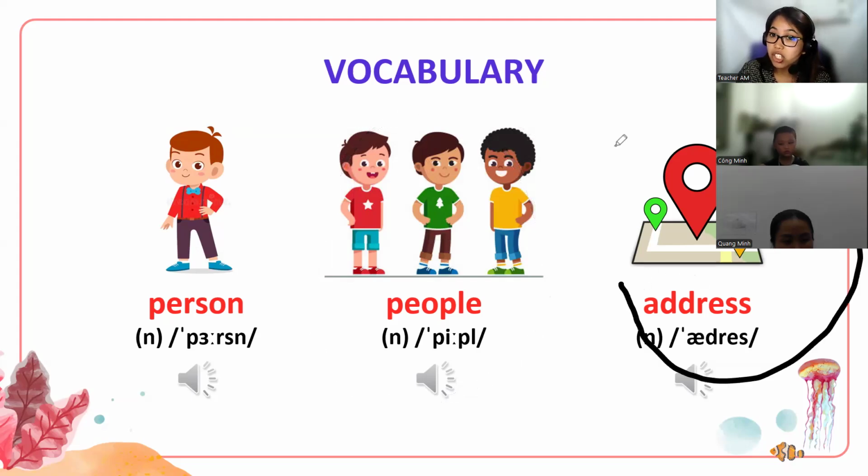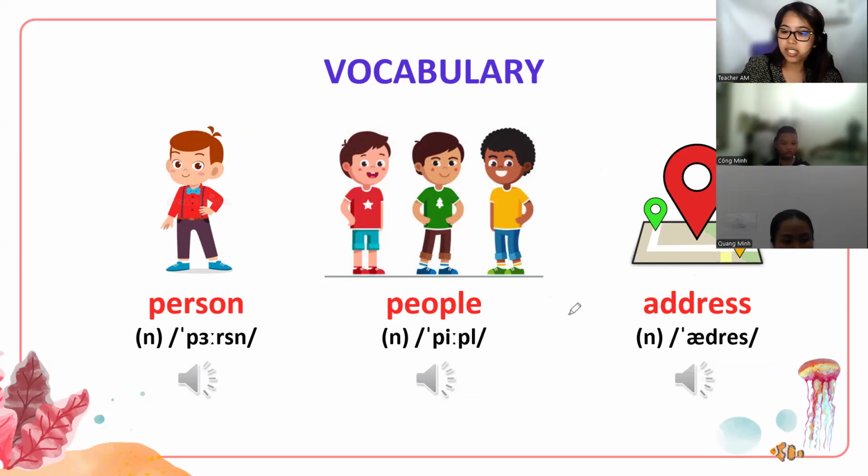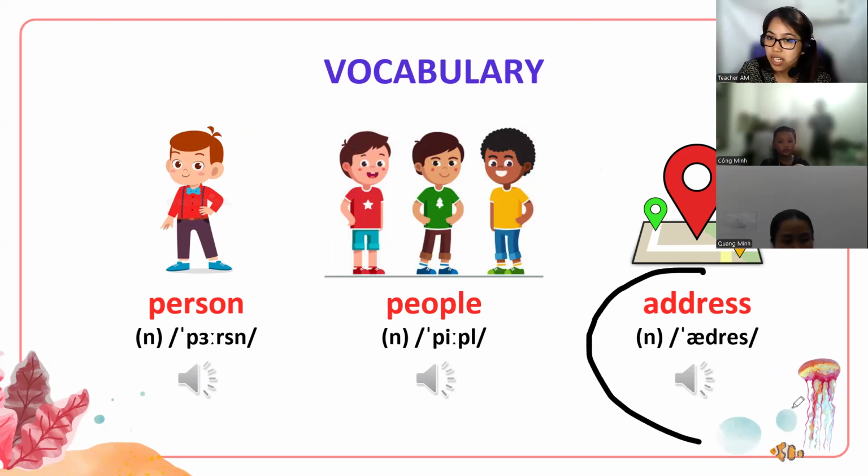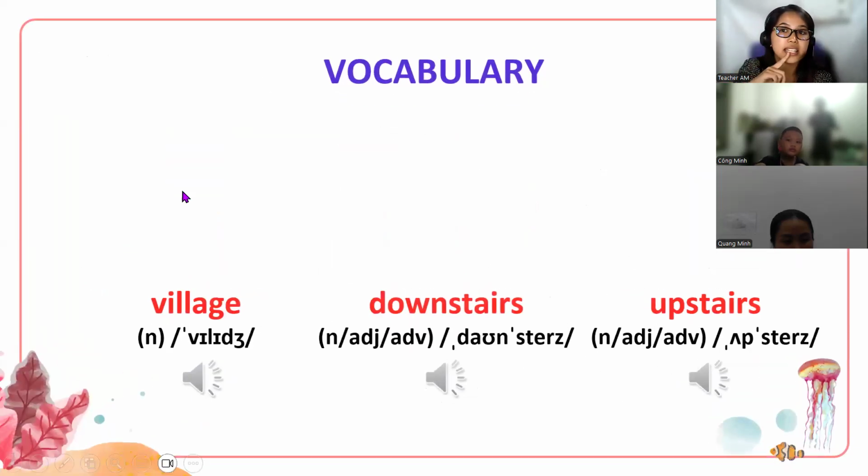Okay, now we have address. Your address is where you live. Okay, now in Vietnamese, this is address. Address is where you live. Địa chỉ là nơi bạn sống. Okay. That is address. Great. Now look at this one. Listen and say.